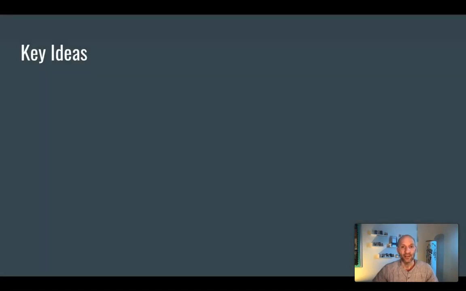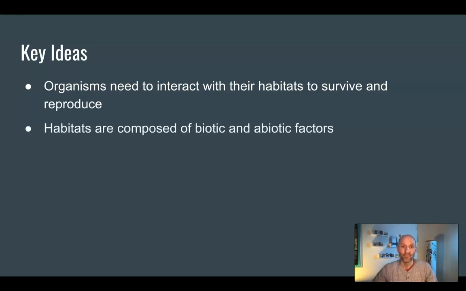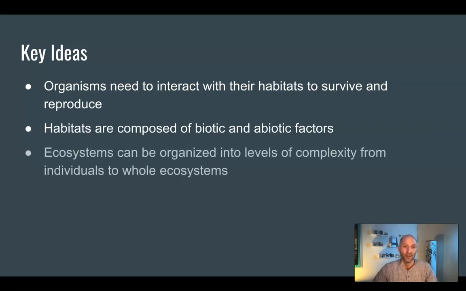So here's your key ideas. Organisms need to interact with their habitats to survive and reproduce. Habitats are composed of biotic and abiotic factors. Ecosystems can be organized into levels of complexity, so least complex to most complex, from individuals all the way up to whole ecosystems.